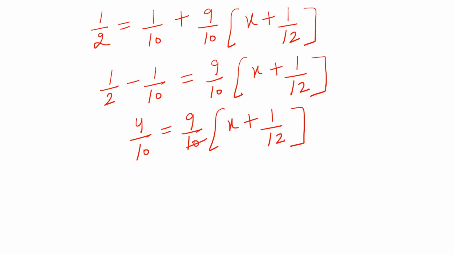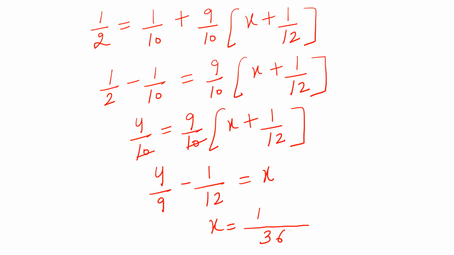10 gets cancelled on both the sides and now we have 4 upon 9 minus 1 upon 12 equal to X. So X is equal to, just take the LCM of the denominators, it is 36, and in the numerator we have 16 minus 3. So this is 13 upon 36. So that means option A is the correct one.